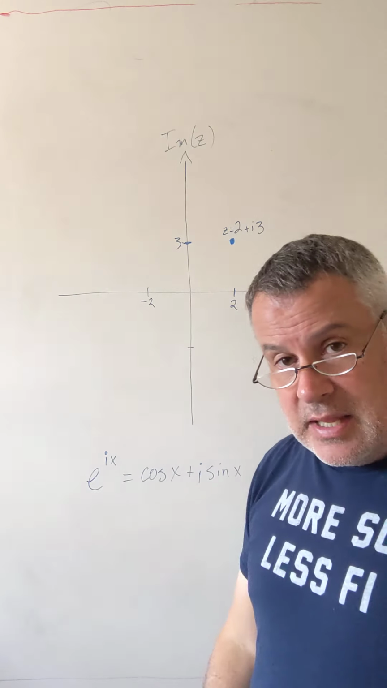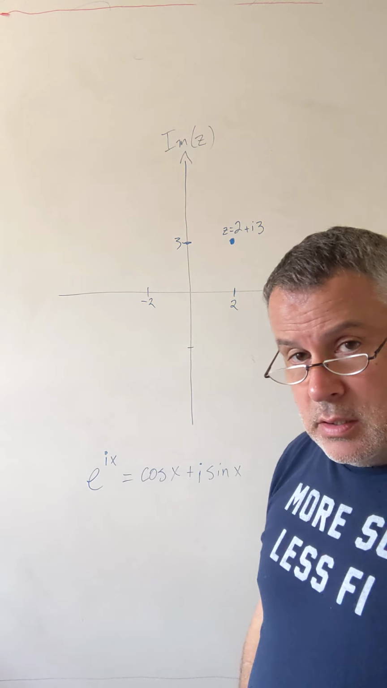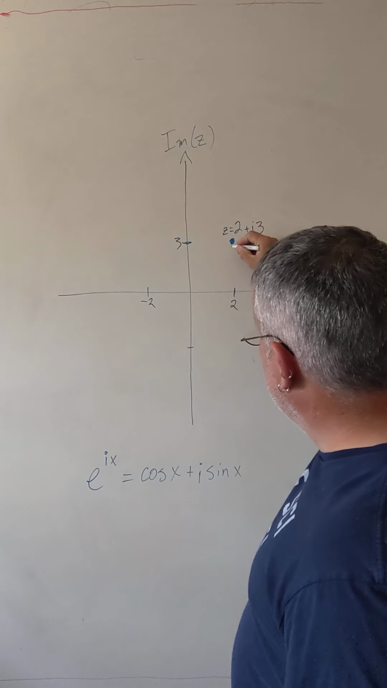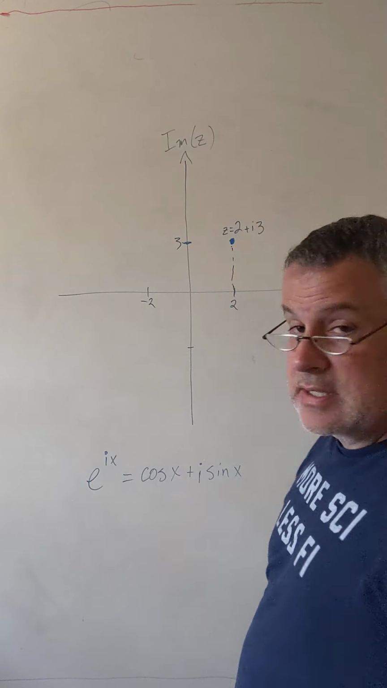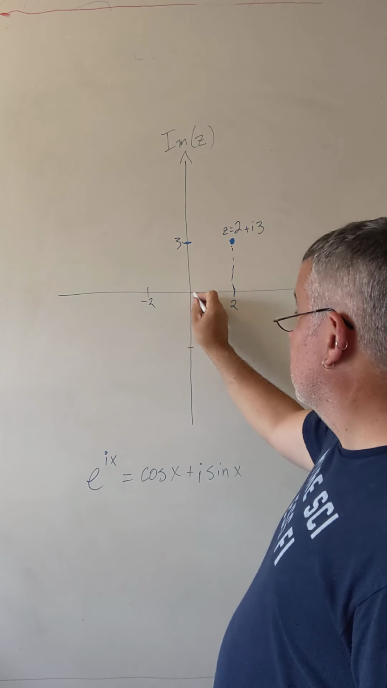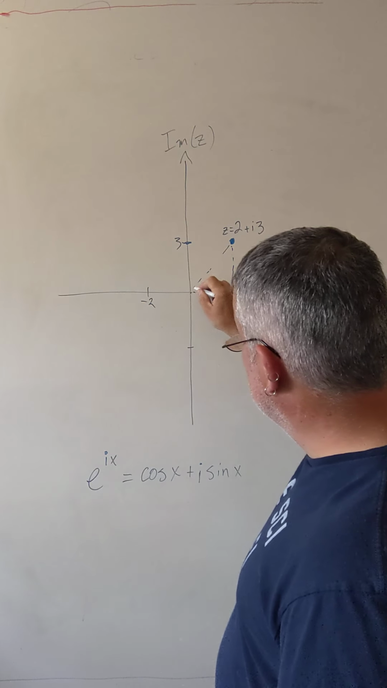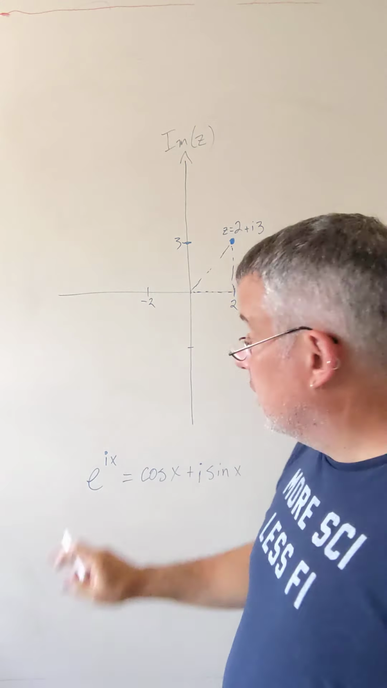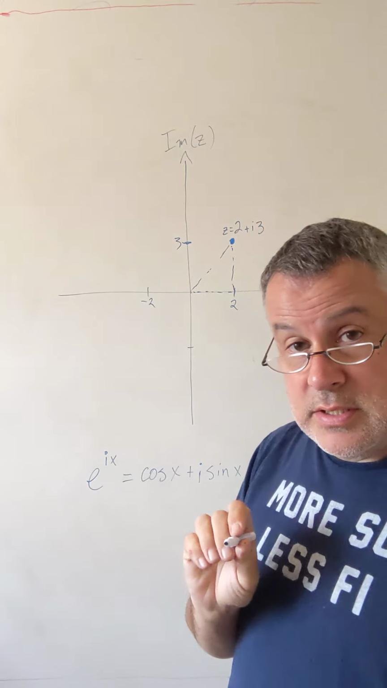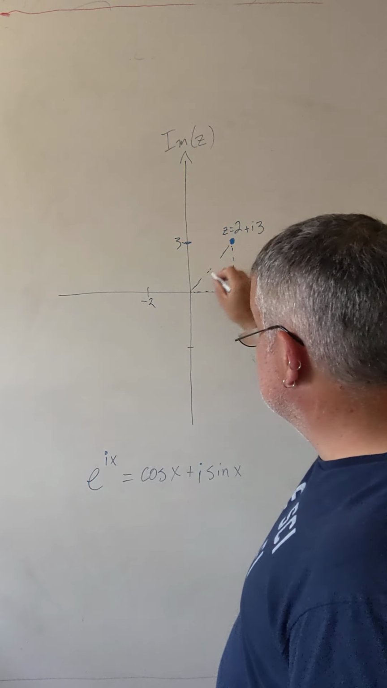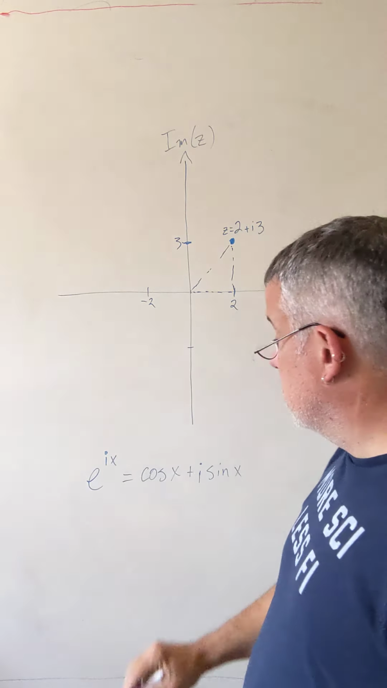Well, what does it mean to even take the magnitude of a complex thing? Well, we could think about the length of this line. That's the length of the imaginary part. We could think about the length of this line. That's the length of the real part. Or we could think about the length of this line. That last one is the one we're going to like to use for the magnitude of z. The distance from z to the origin.